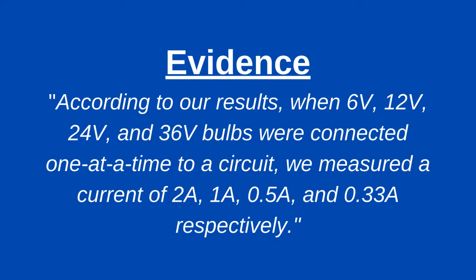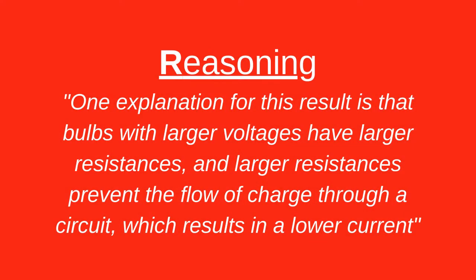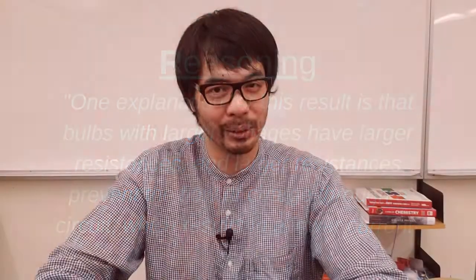According to our results, when 6 volt, 12 volt, 24 volt, 36 volt bulbs were connected one at a time in a circuit, we measured a current of 2 amps, 1 amp, 0.5 amps, and 0.33 amps respectively. One explanation for this result is that bulbs with larger voltages have larger resistances, and larger resistances prevent the flow of charge through a circuit, which results in a lower current.